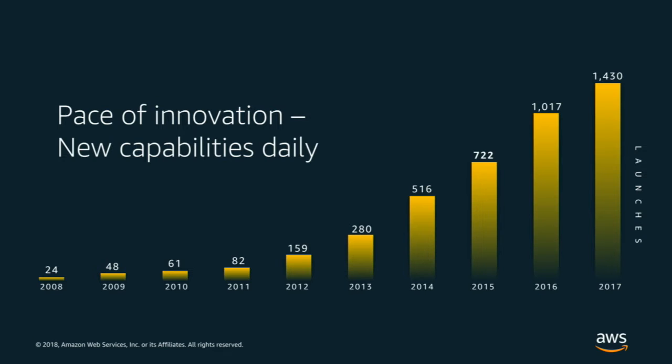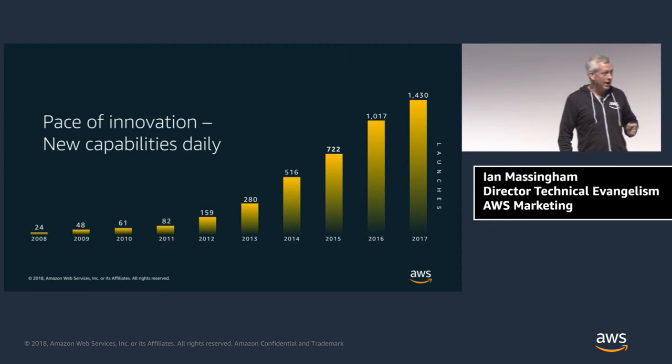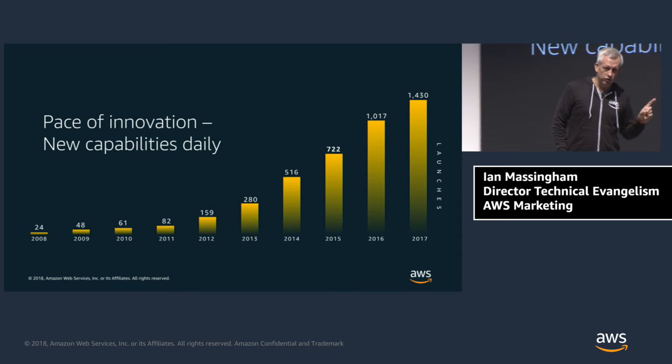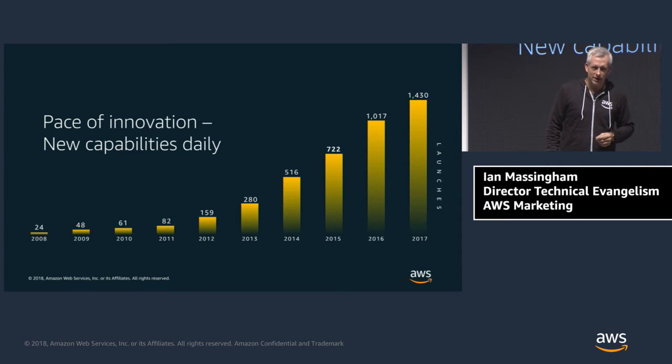Now, there's a lot of stuff on that preceding slide. There's also another characteristic of AWS, which can make it quite challenging as a developer to keep up to date with the platform, and that is the pace of innovation. In 2017, we announced 1,430 new services and feature enhancements.